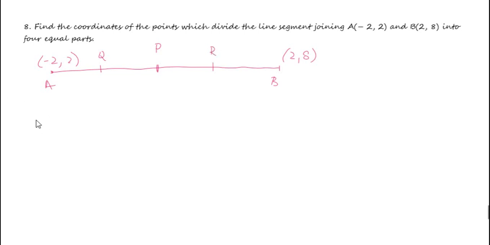Now the coordinates of point P, x, y equal (x1 plus x2) divided by 2, minus 2 plus 2 divided by 2, and (y1 plus y2) divided by 2, 2 plus 8 divided by 2. This is equal to 0, 10 divided by 2 is 5. So this point P is 0, 5.